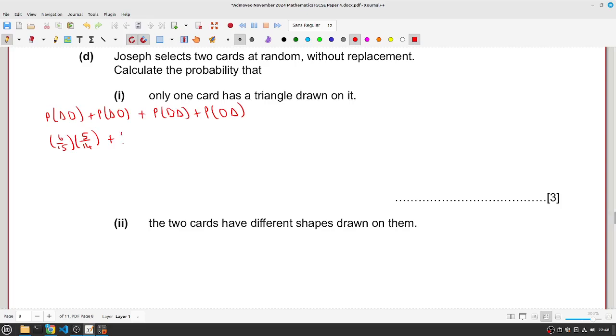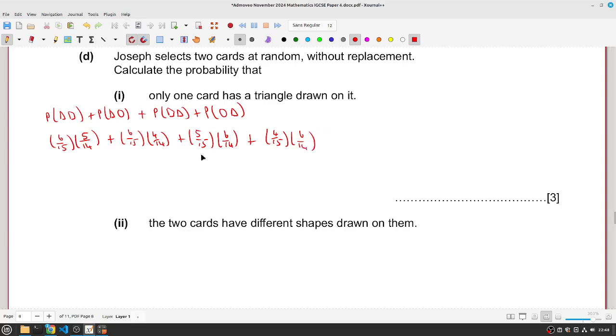Okay, so first one is triangle, 6 over 15. And then the next one is circle, 4 out of the remaining 14. And now again, square and then triangle. So first one is square, it's 5 over 15. Next one a triangle, 6 over 14. And then again, circle and then triangle.